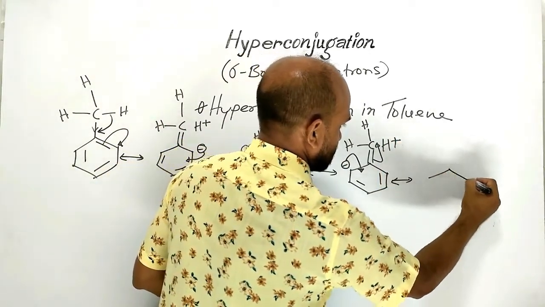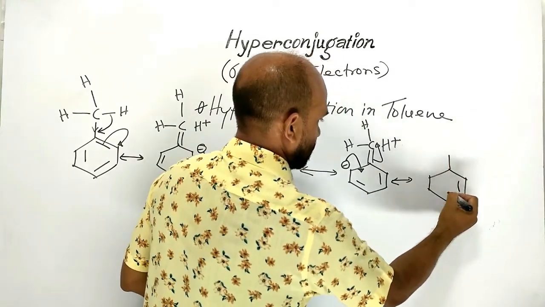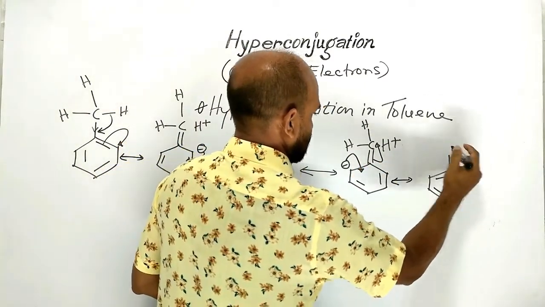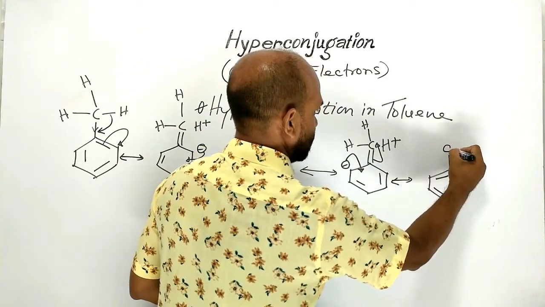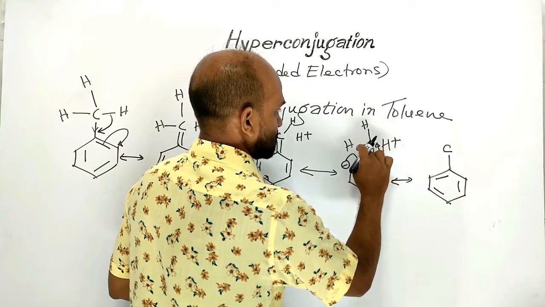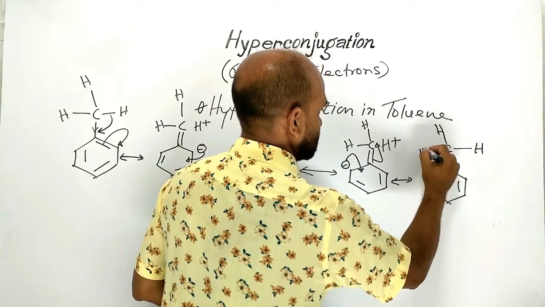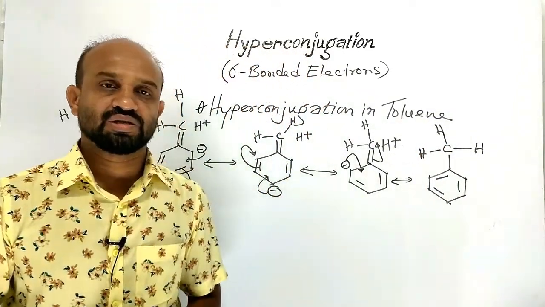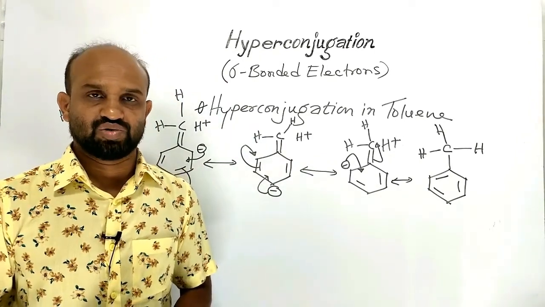Then we get here double bond, here this double bond, and this carbon-carbon double bond will turn into a single bond. Again, a sigma bond is formed between this carbon and hydrogen, this hydrogen and this hydrogen. In this way, resonance structures of toluene are obtained for the effect of hyperconjugation.